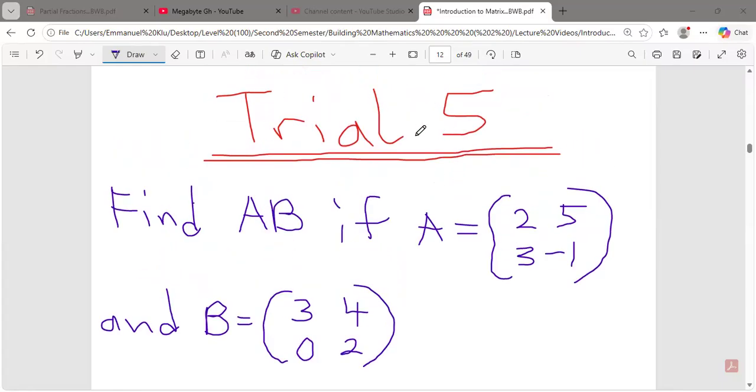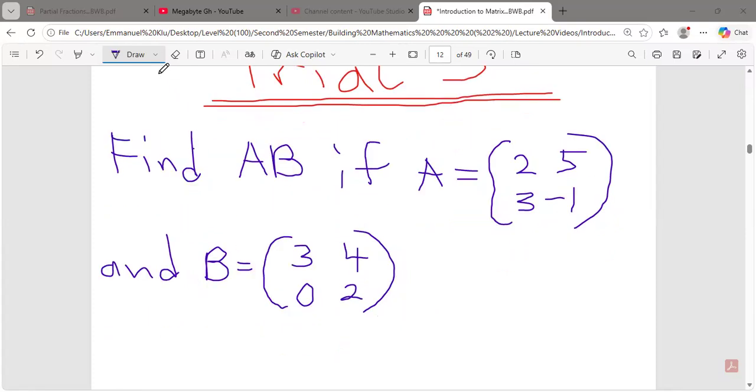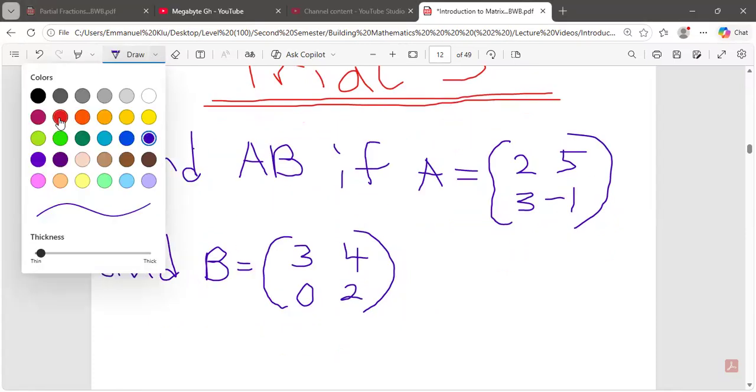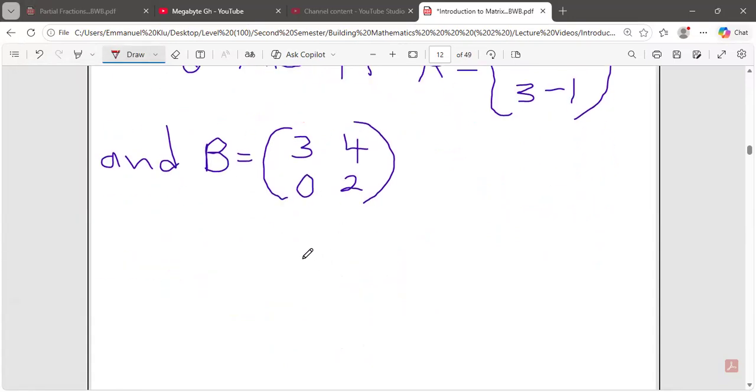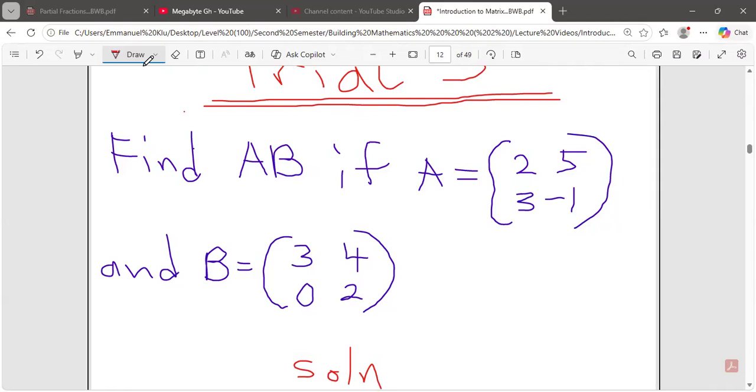All right. So in trial 5 of our matrix trials, we are saying that we should find AB if A is equal to 2, 5, 3, 1, and also B is equal to 3, 4, 0, 2. Exactly. Anytime we have a question like this, the first thing we are supposed to do is write our solution and repeat the question for 1 mark. Exactly. So we are just going to do that quickly and see how best we can proceed with the work.